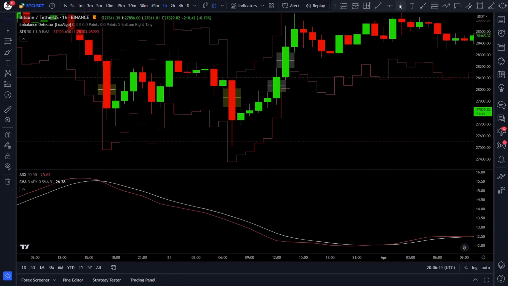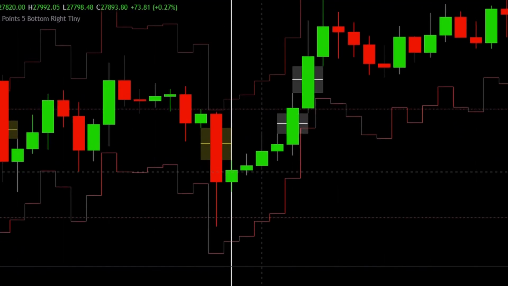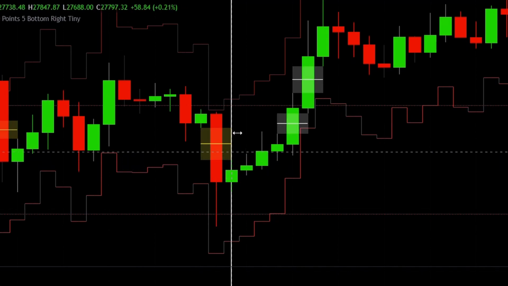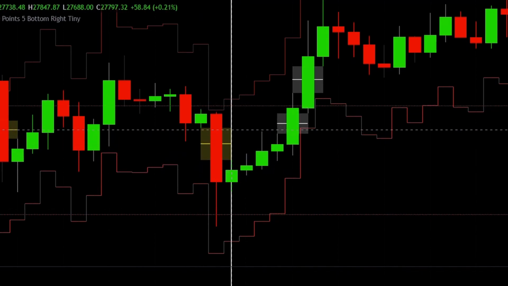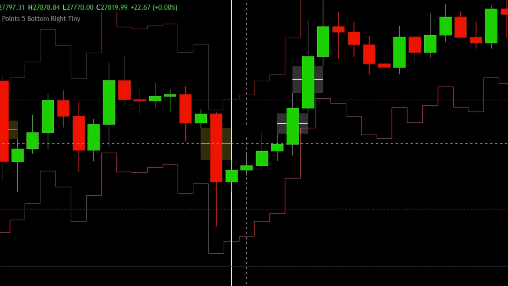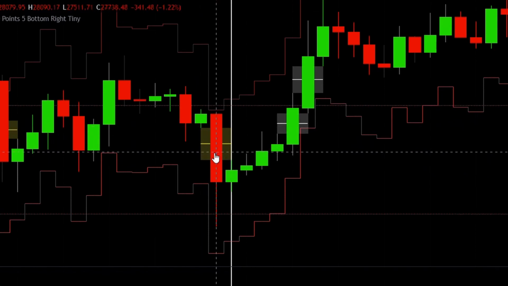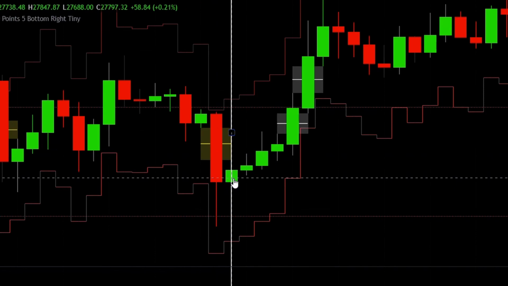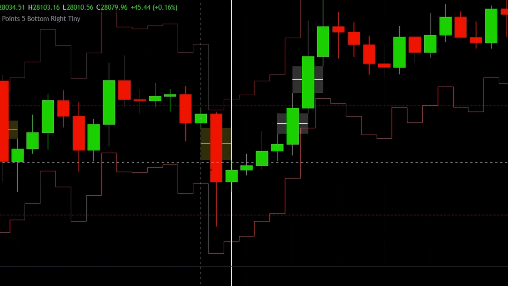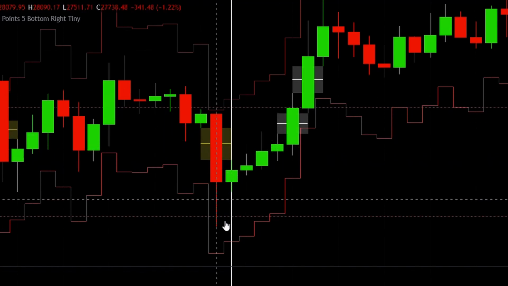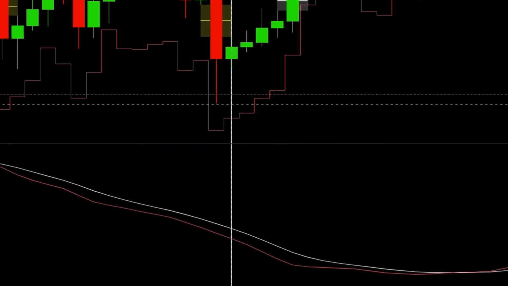Okay, here you can see a valid long entry. For a long entry, first we need to see a red candle that creates a fair value gap. So if you see a yellow box, that is going to be a red candle with a fair value gap. After that, immediately the next candle needs to be green. So if this candle would have been red, we wouldn't trade this fair value gap. Finally, the ADX needs to agree with this position too.